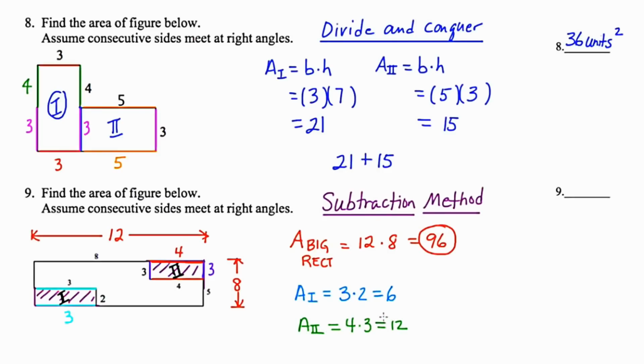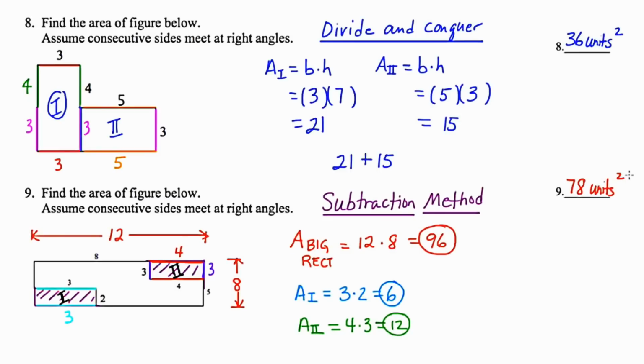So I want to start with this big rectangle of 96, and then I want to peel away the 12, and I want to peel away the 6. So really, I want to peel away 18. Now, 96 take away 18 is going to be, I think, 78. So this is 78 square units.